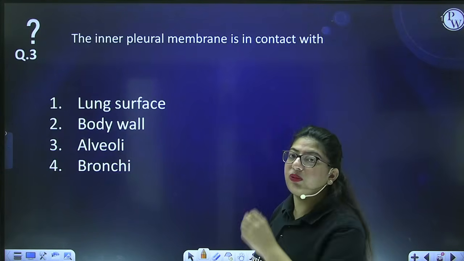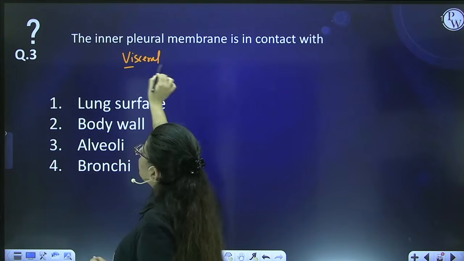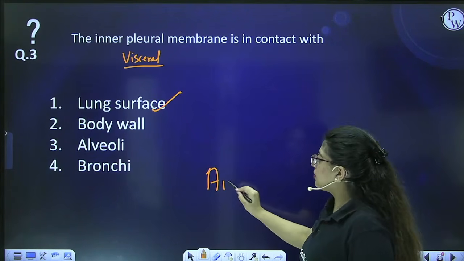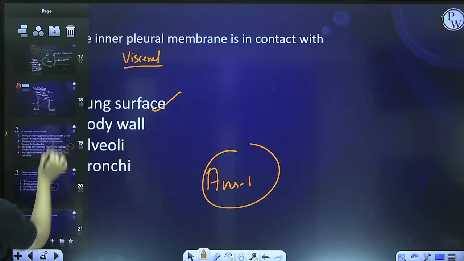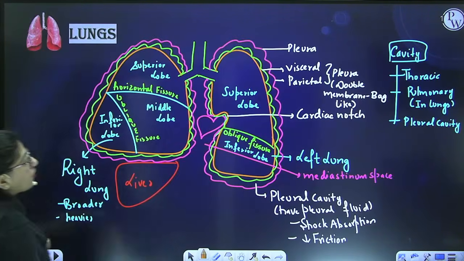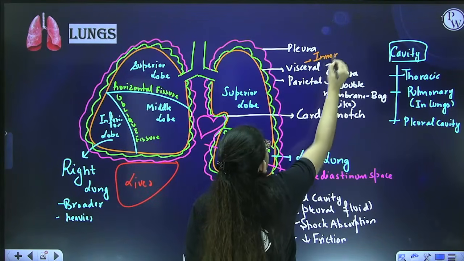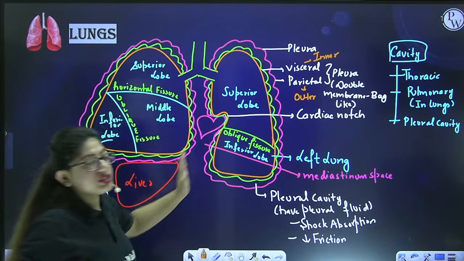What is the inner pleural membrane? Inner means they are talking about the visceral one. Outer means they are talking about the parietal one. So it is in contact with the lung surface. Right, guys? So the one which we have done here, the visceral layer. Because it's present on the inside, you call it an inner pleural membrane. And the parietal one is present outside towards the body wall, so it is the parietal one.